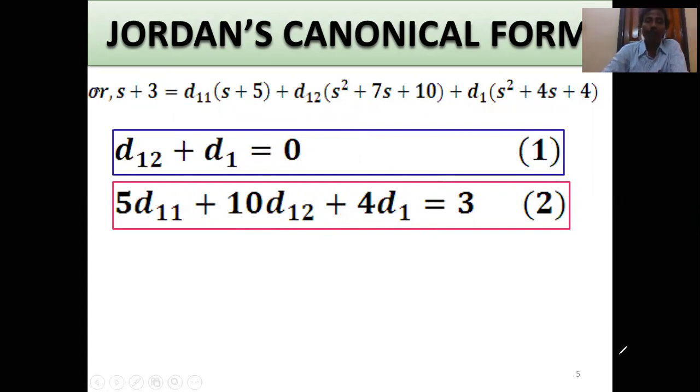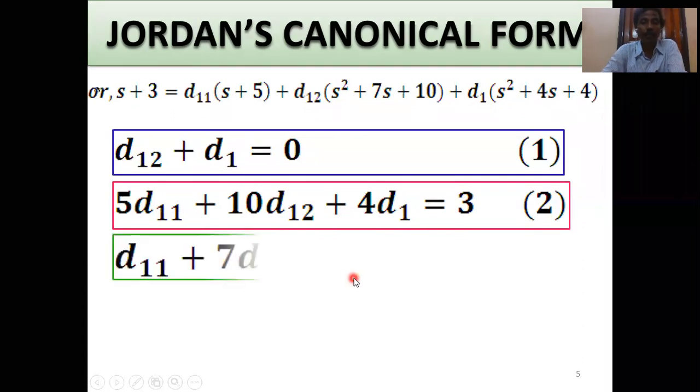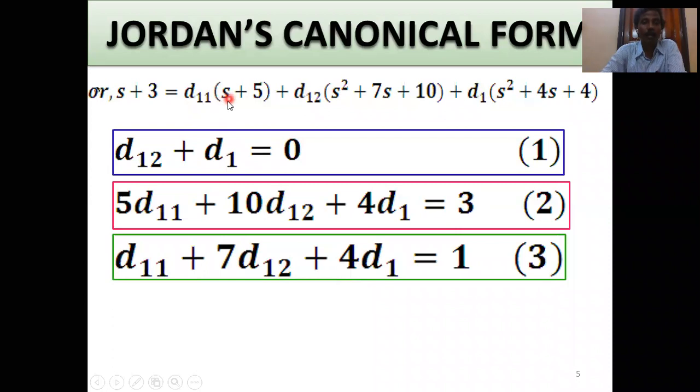Then comparing both sides, the s coefficient. What is the s coefficient? This is d11 into s, then 7 into d12, which is another coefficient, and the third coefficient is 4 into d1. On the right hand side, the s coefficient is 1. So this is the third equation.